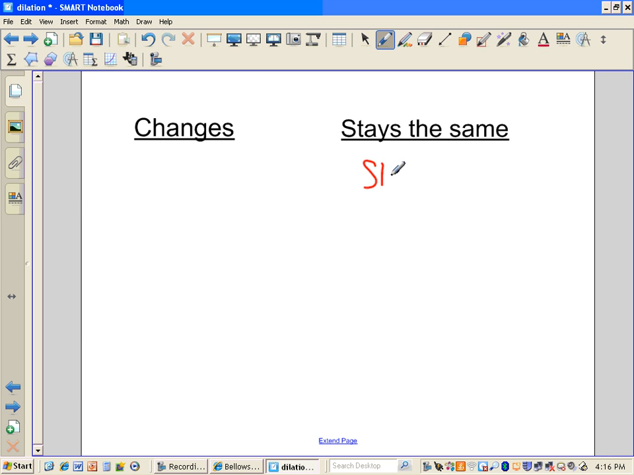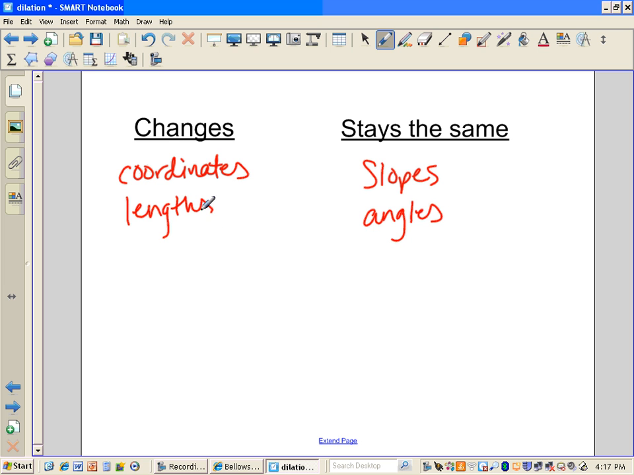So we just said the slopes and the angles stay the same, whereas the coordinates and the lengths change. So this is the only one where the shape changes, right? All the other ones, the position changed, but the shape itself stayed the same.